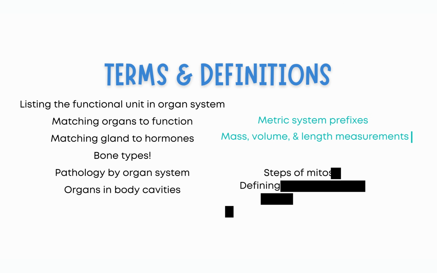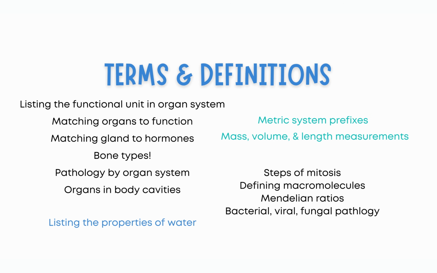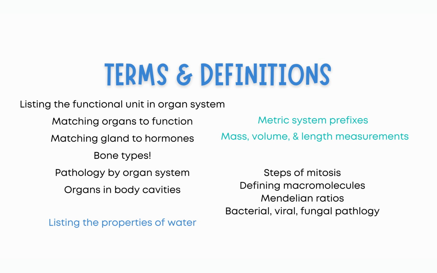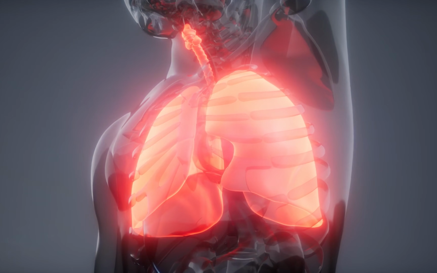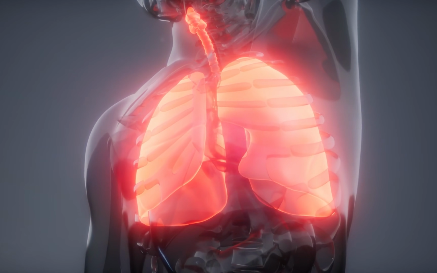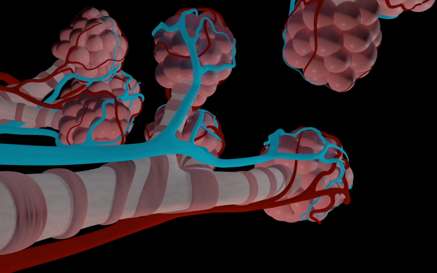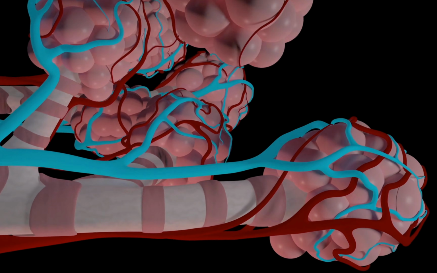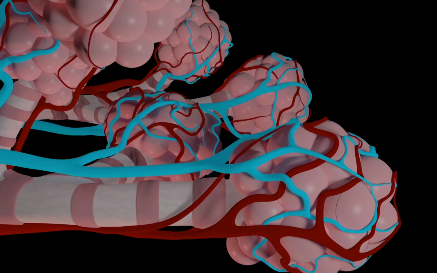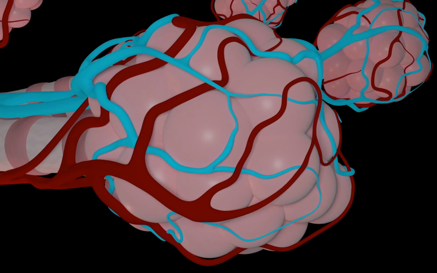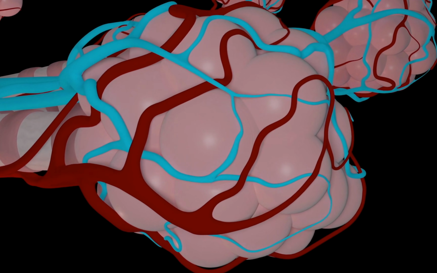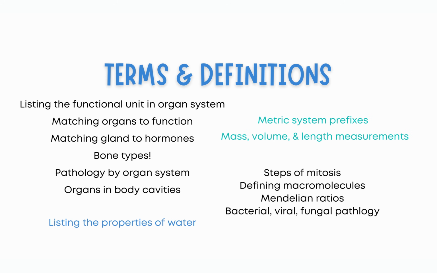Now, let me give you some examples of how you might organize your studying. Here are some great terms and definitions to help you with your ATI TEAS science prep. Here we have listing the functional units of an organ system. Many organ systems have what's called the functional unit. For example, in the respiratory system, you really need to know about the alveoli. That is where diffusion of oxygen and carbon dioxide happens, and that's kind of the action center of that body system.